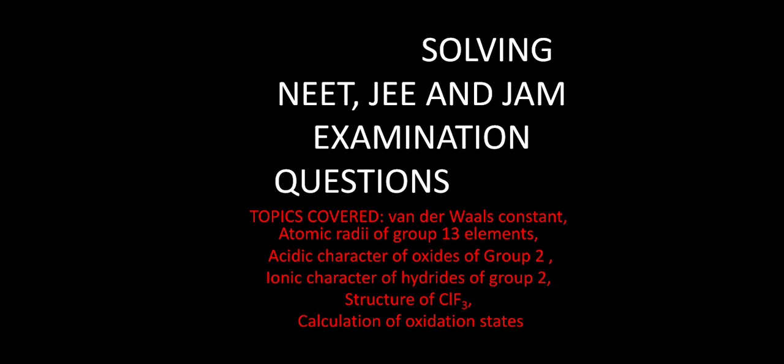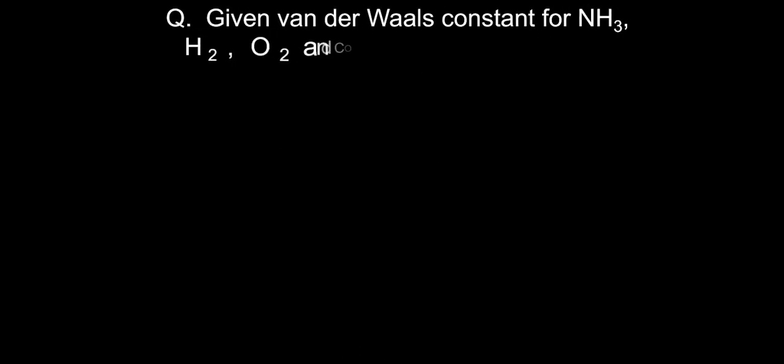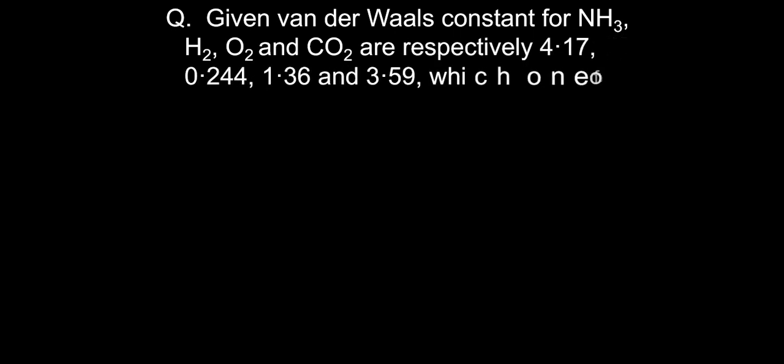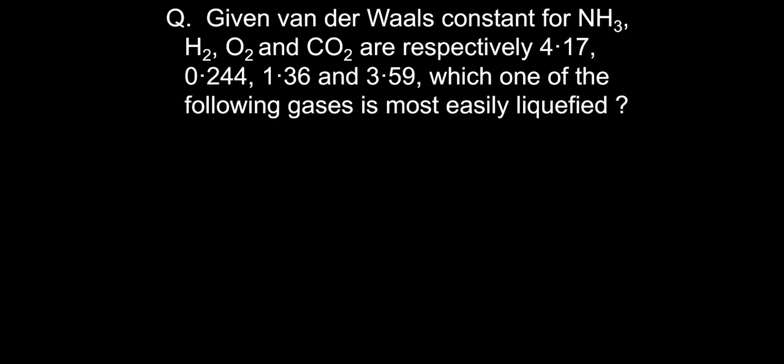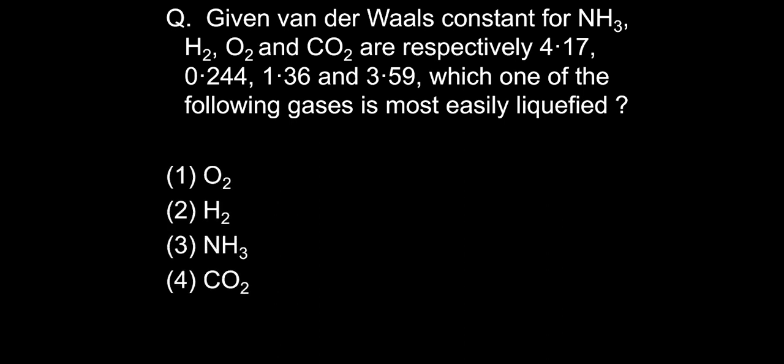So let us try to see the first question. Given van der Waals constant A for NH3, H2O2 and CO2 are respectively 4.17, 0.244, 1.36 and 3.59, which one of the following gas is most easily liquefied? And the options are this. Now, very important for this type of question is to understand what is van der Waals constant and what is the significance of van der Waals constant.